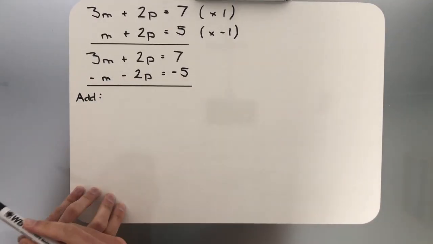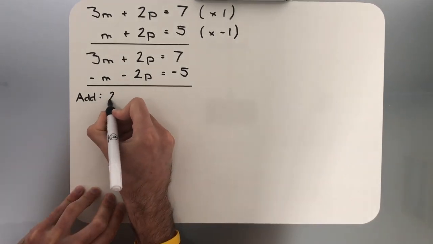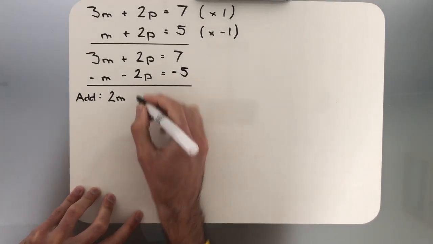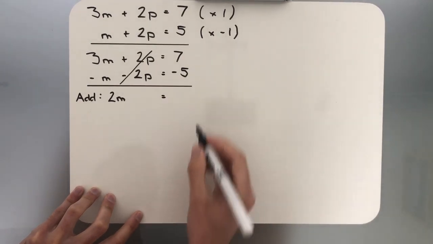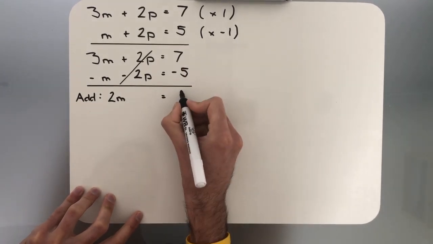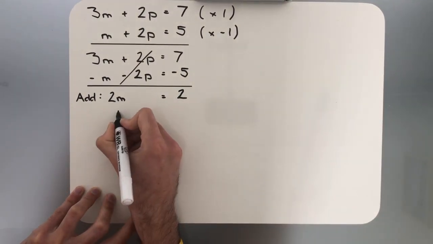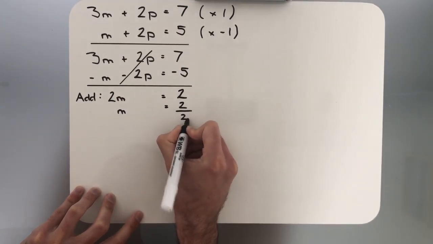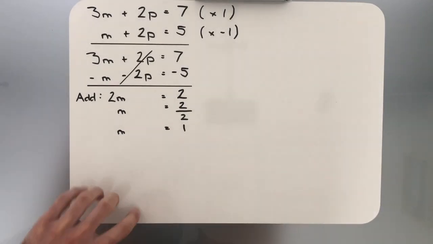3m add -m, well that just becomes 3m take away m, which is 2m. Positive 2p add -2p, that eliminates. We leave an equal symbol. 7 add -5 comes out as 2. From there, we can now solve for m. M will equal 2 divided by 2, so m is 1.